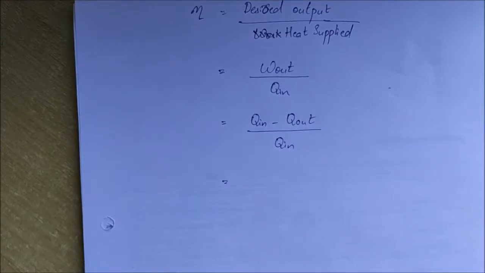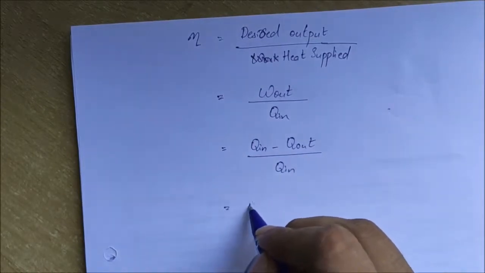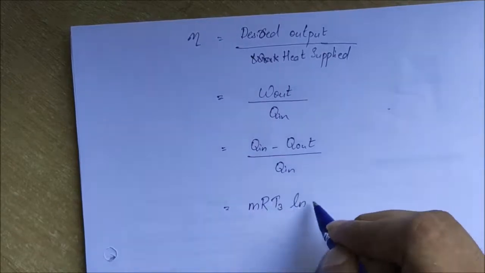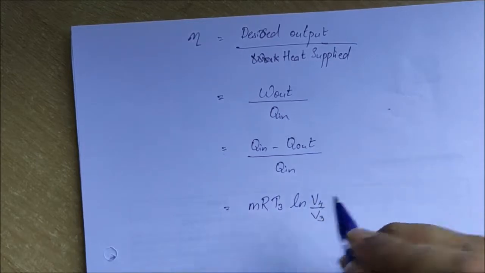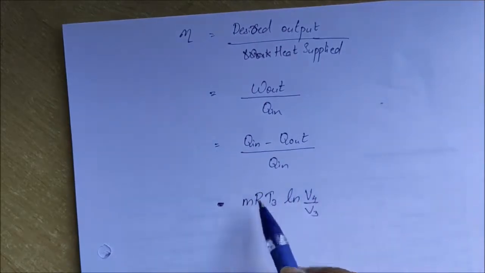So what is the formula for Q in here? We have to check in which process the heat is supplied to the system. The heat is supplied to the system for the process 3 to 4, right? So which is that process? It is the isothermal process. So what is the heat supplied in an isothermal process? It is mR into T3 into ln V4 by V3. Okay, so this is the heat supplied in an isothermal process.